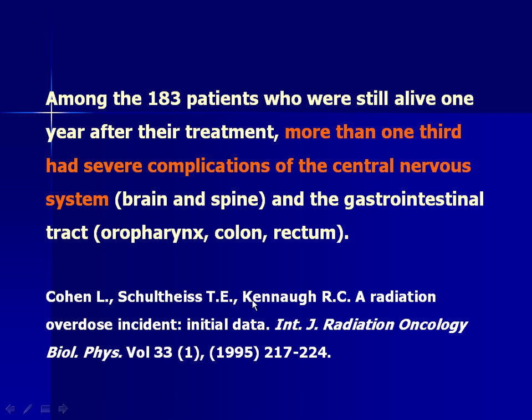And so here's this paper, Radiation Overdose Incident Initial Data. And again, that's a pretty good analysis of all the complications that happened. Among the 183 patients who were still alive 1 year after treatment, more than a third had severe complications of the central nervous system and the GI tract. So again, from what they could get, they took a look at the relationship between dose and these complications that were happening.